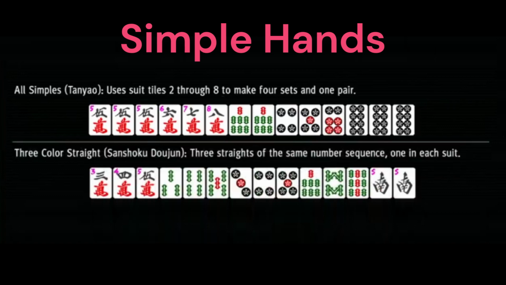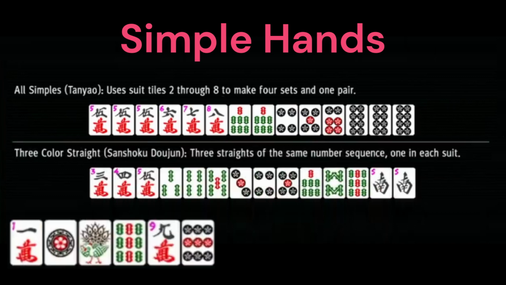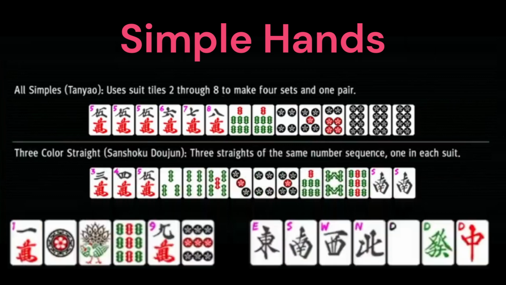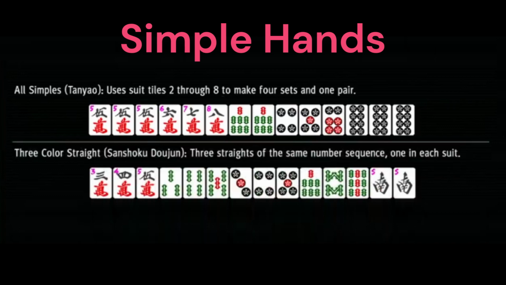Tanyao is a simple hand where you avoid all of the 1s, 9s, and honor tiles to make a hand. The 3 colors straight gives you a Yaku when you collect the exact same 3-digit sequence in all 3 suits for 3 of your melds. For example, the 3, 4, 5 of characters, bamboo, and dots.